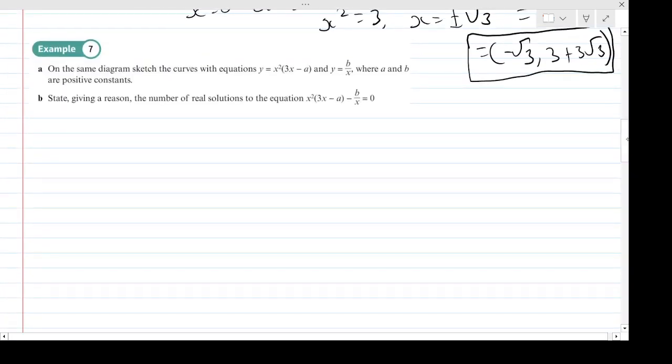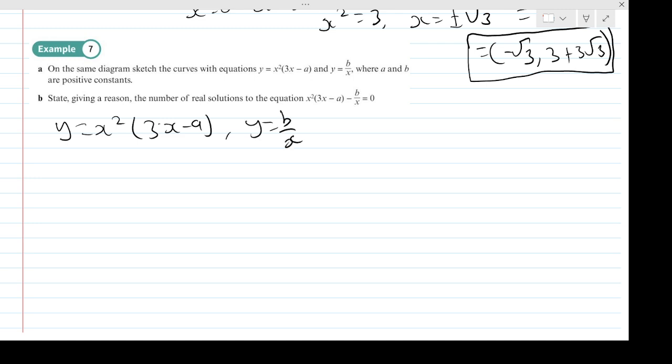Let's have a look at this example then. Next example, on the same diagram again, sketch these curves: y is x squared, 3x minus a, and y is b over x. The first thing to note is there are some unknown letters here, a and b, but hopefully you recognise we're dealing with a cubic in the first one because we get 3x cubed, and here it's just a reciprocal, 1 over x. As long as you get that's the core graph we're working with, it doesn't matter too much about what letters there are, as long as we get the main gist of the graph. Anyway, firstly, let's sketch the first one, the cubic.